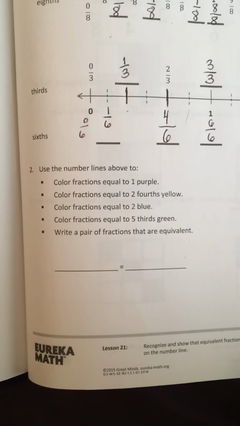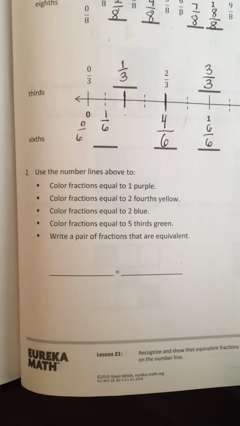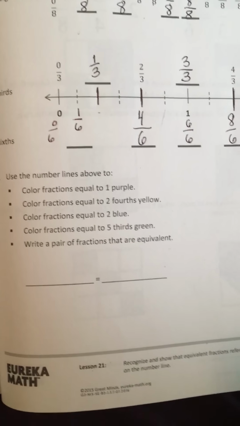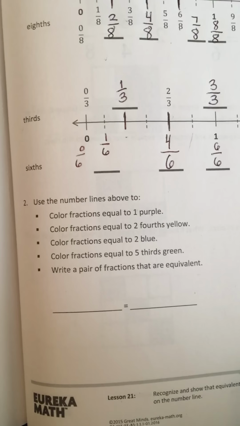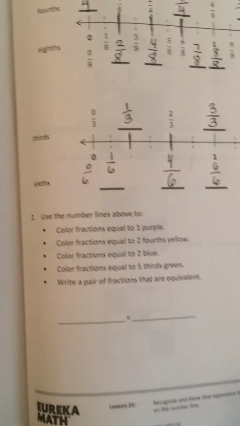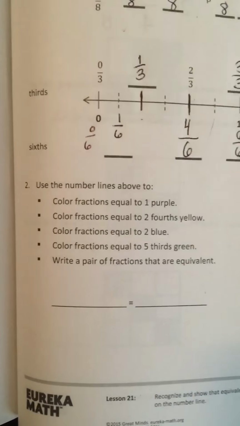It says use the number lines above to color fractions equal to 1 purple. Yellow, blue, green, purple. Yellow, blue, green. I didn't get purple. I got red. Okay. Pause. Hold on 1 second. I need to get purple. Okay, don't go anywhere. I'm putting you down.